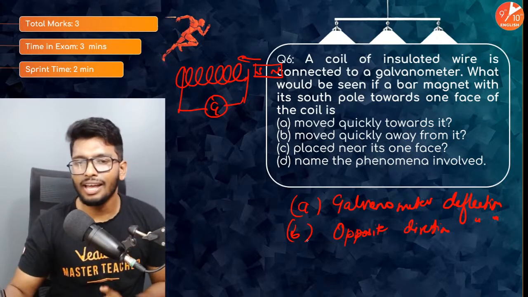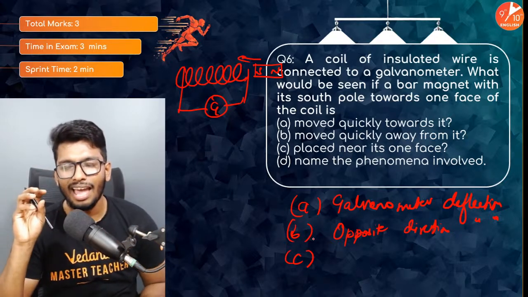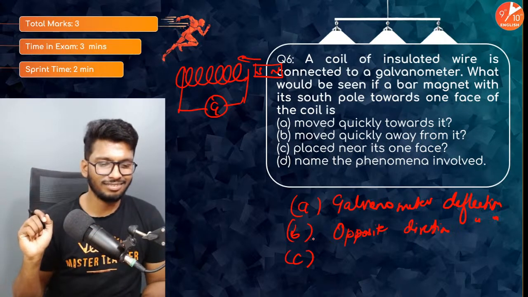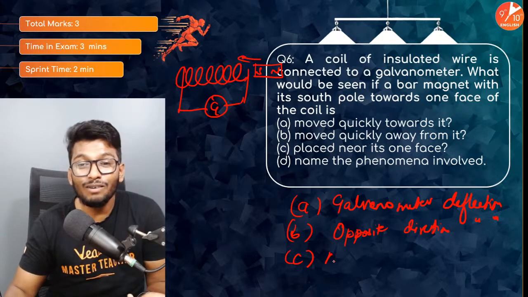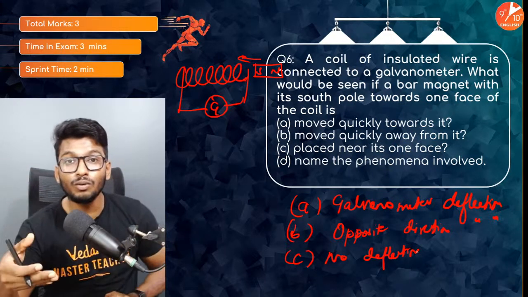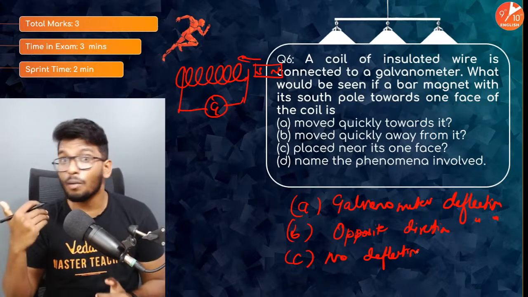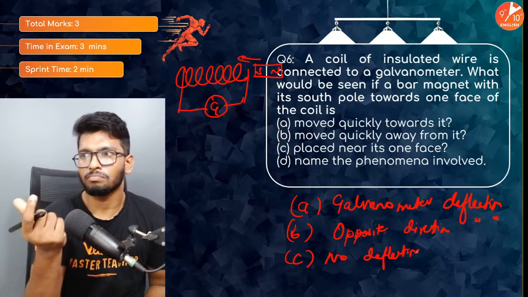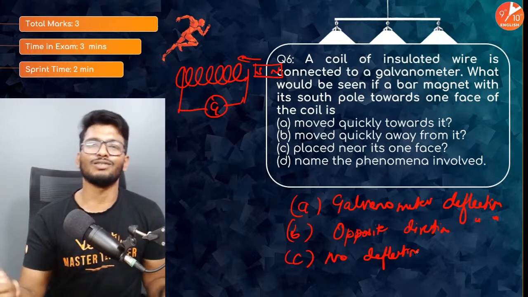and then again it's going to come back to zero. Okay. Third part of the question is, what if you take the magnet and place it at one of the faces of the coil? Then what would happen? Exactly, guys, there'll be no deflection. Why no deflection? Because in order for current to be induced, you need a change in magnetic field. You need a changing or a moving magnetic field, and the minute you stop the magnet, there's going to be no change in magnetic field, and hence no current.